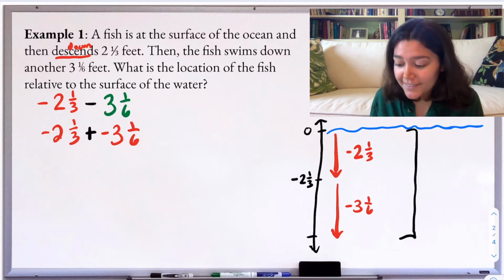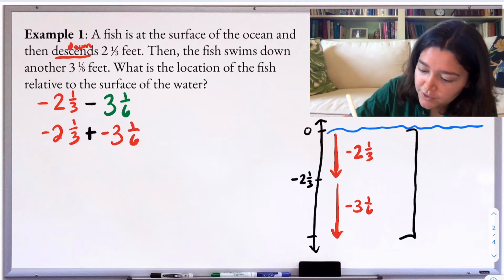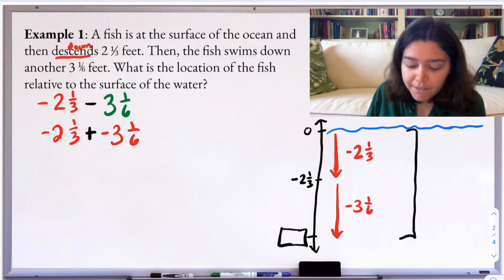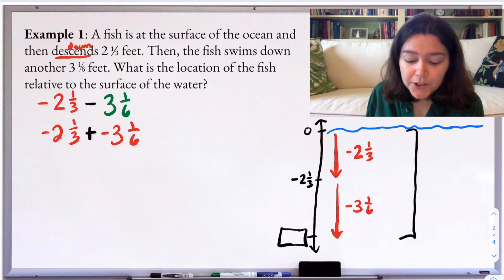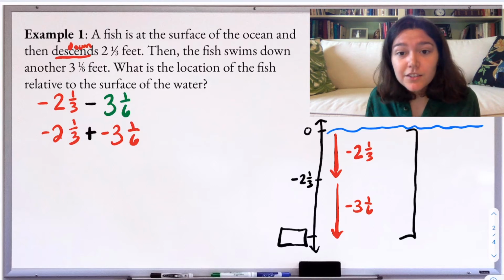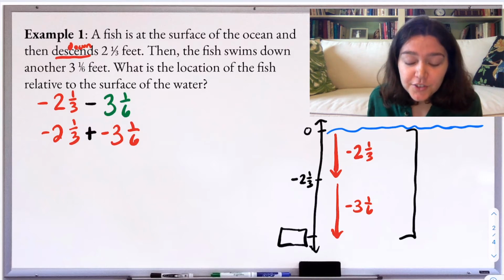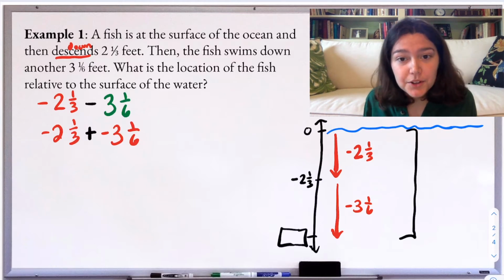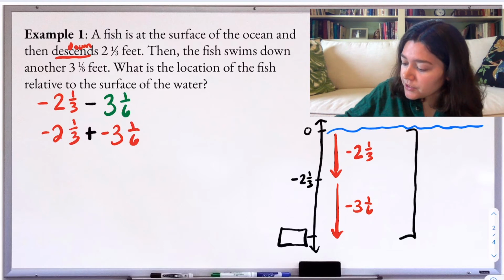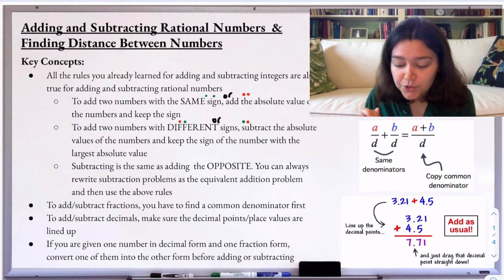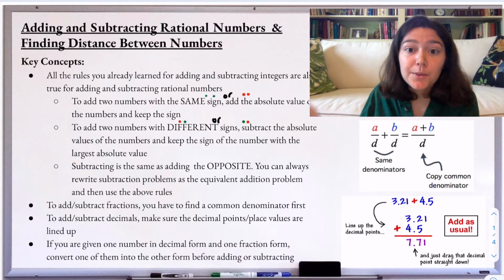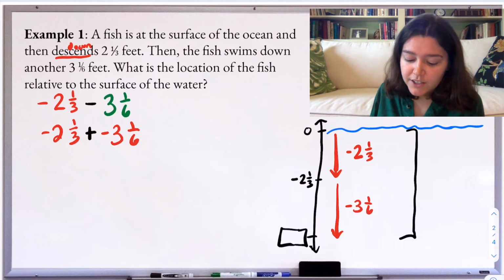And now we just need to add these to see what this value is right here. What is our location relative to 0, or the surface of the water? So now we need to add these negative rational numbers. We have that these are both negative numbers. So we can go back to our rules if we need to. To add two numbers with the same sign, which is what we have here, two negatives, add the absolute values of the numbers, and then keep the sign, so keep the negative sign.